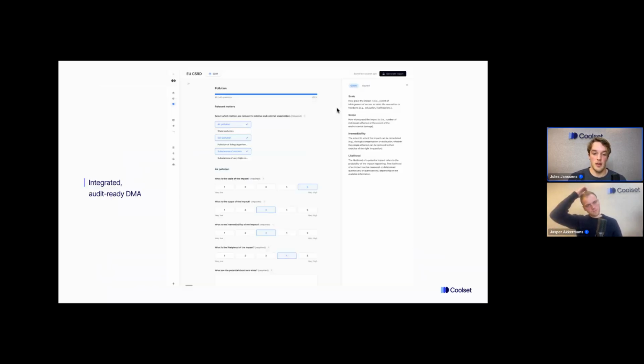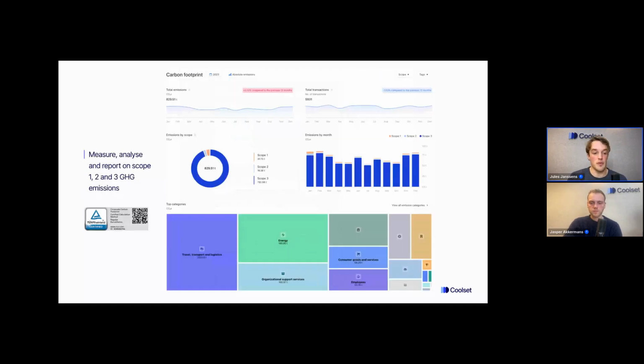So as I said, we have an integrated audit-ready double materiality assessment in the platform based on the guidance by the EFRAG, where you identify and score your impacts, risks, and opportunities based on the internal research and stakeholder engagement that you've done. We help to measure, analyze, and report on scope 1, 2, and 3 greenhouse gas emissions according to the Greenhouse Gas Protocol. The methodology is also certified by TÜV Rheinland. So it complies with all the requirements for CSRD as well.